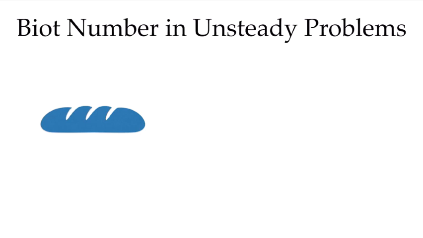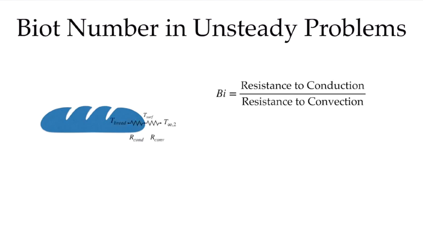Now, in unsteady problems, let's consider that we have a hot loaf of bread just coming out of the oven, and we want to consider how long it takes for that bread to cool down. Where does the Biot number fit in here? Well, within our bread, we have a temperature distribution potentially, and the convection process, where the heat is actually leaving the bread, is occurring between the surface temperature of the bread and the ambient temperature T infinity.